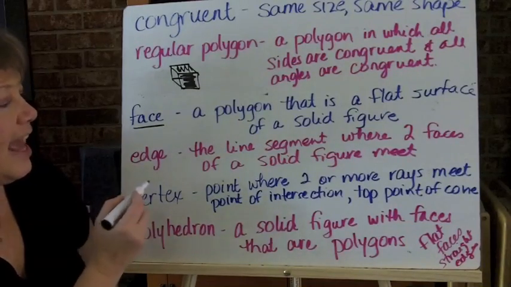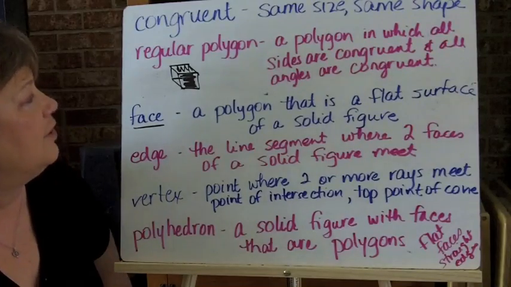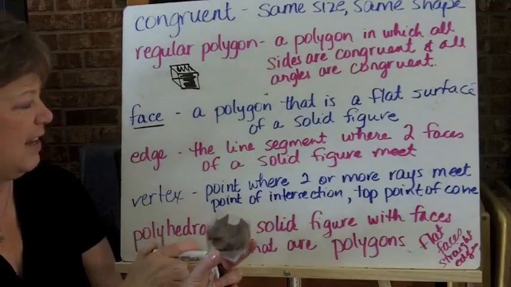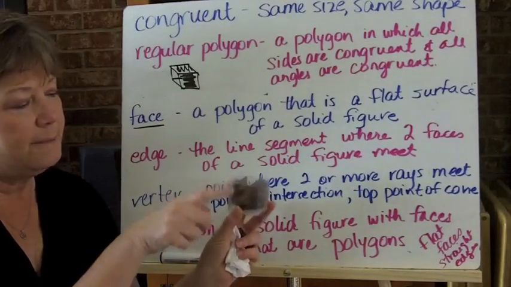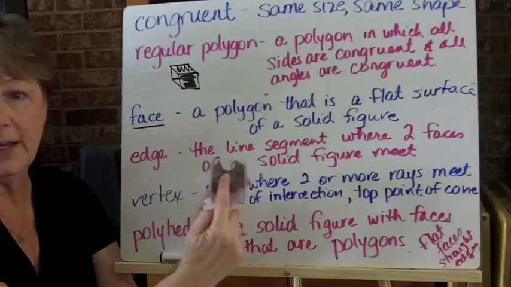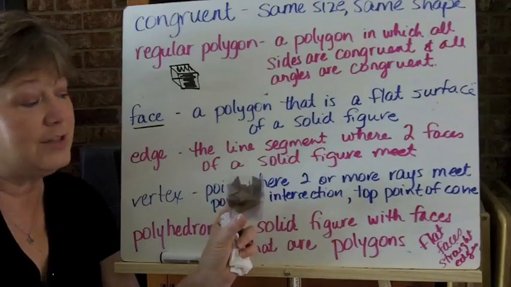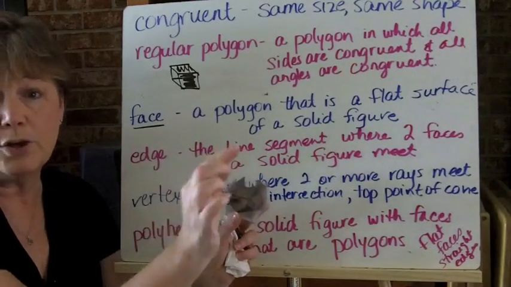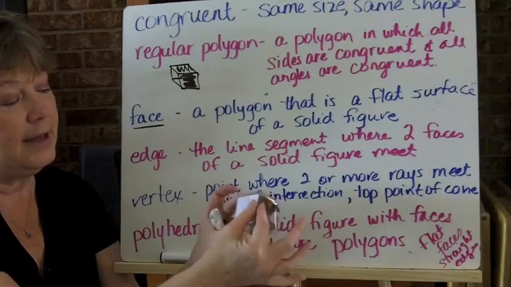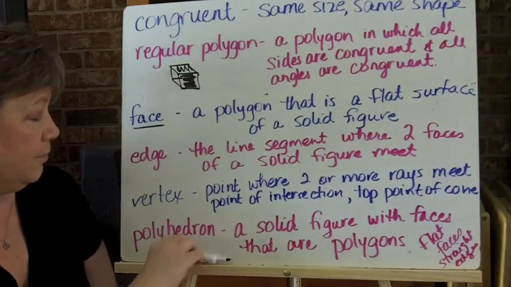Okay? The edge is the line segment where two faces of this figure meet up. So let me show you here, and this one makes a little bit more sense, but where this flat face and this flat face meet is right here. Meets right there. That's the edge. And most of you say, oh, there's the edge of that box, or run your finger along the edge. It's where the two faces meet up. So this has several edges on this solid figure.